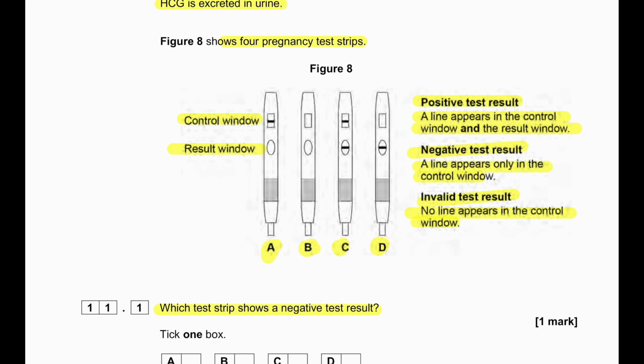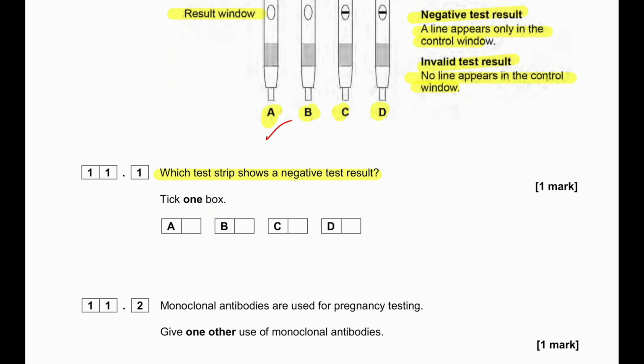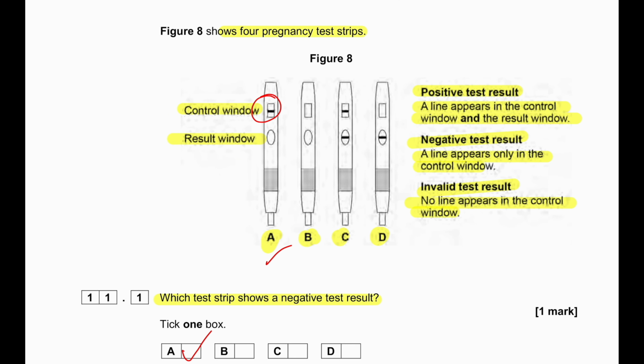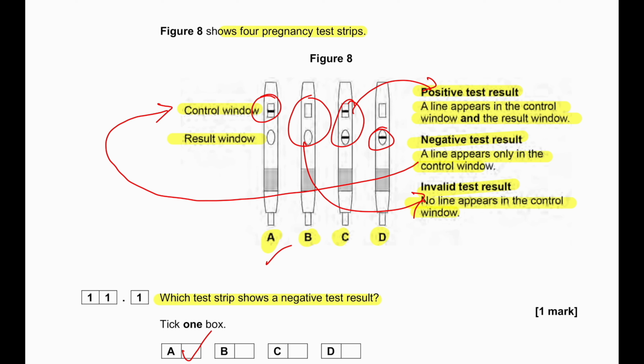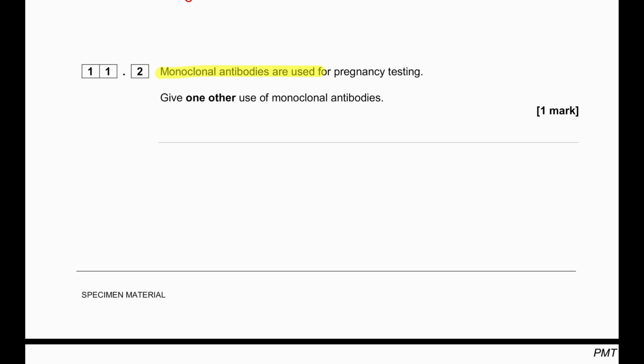A negative test result is when a line appears only in the control window, so A will be the correct answer. B is not correct because it is an invalid test; it doesn't contain any lines. C is a positive test because lines appear in both of the windows. Whereas D has a line only in the result window, so it doesn't mean anything. A negative test is only applicable if the line appears in the control window. So D is also an invalid test, because a line appears in the result window but not in the control window. Monoclonal antibodies are used for pregnancy testing.